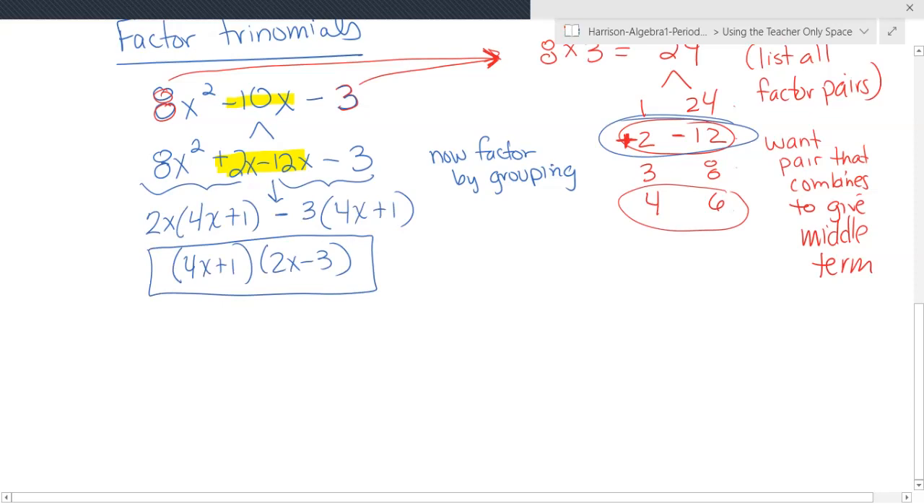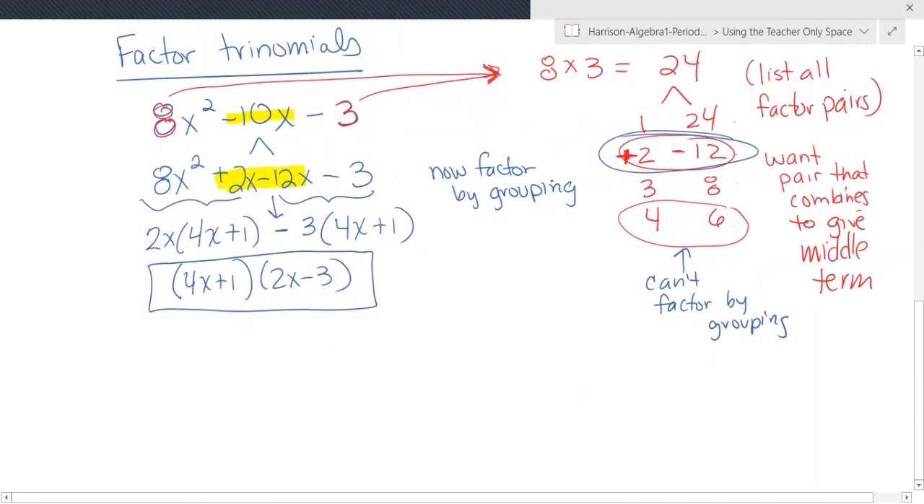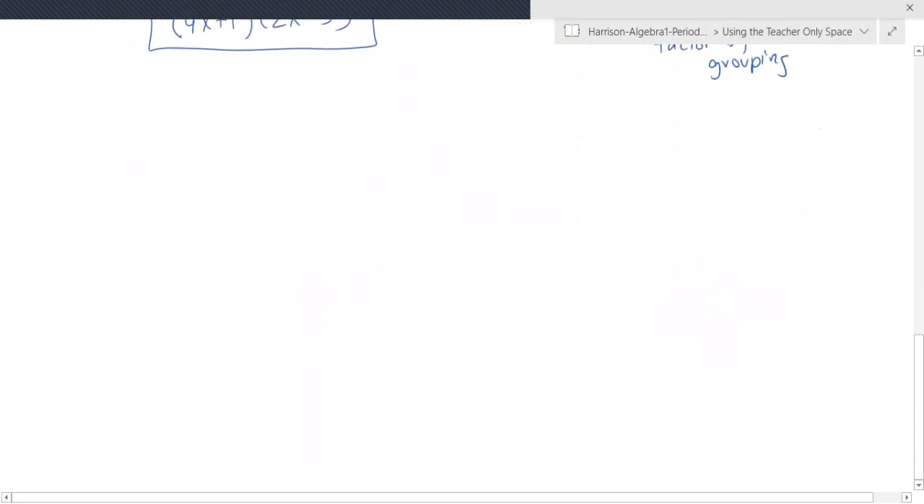Now, I'm not going to take time to do this right now, but if you pick this one, what would happen is it's impossible to factor. You can't factor it by grouping. So you would have to be in there trying it to see. In fact, you might want to do that as an exercise. All right, but that's the method that I use to factor trinomials. So let's do another one.